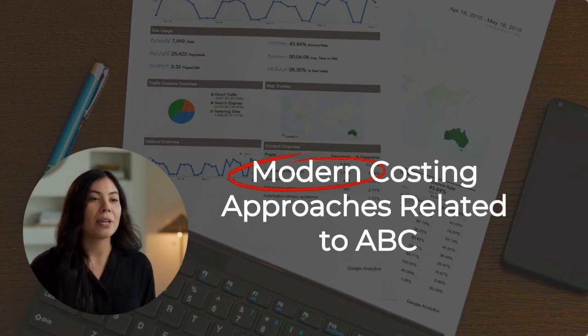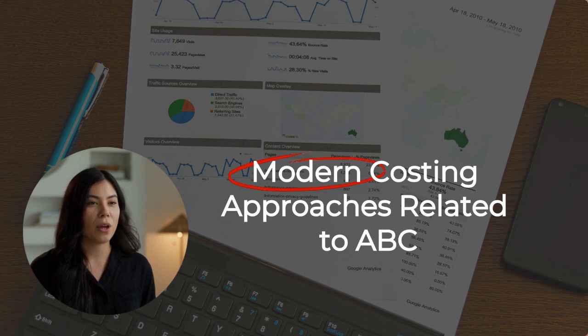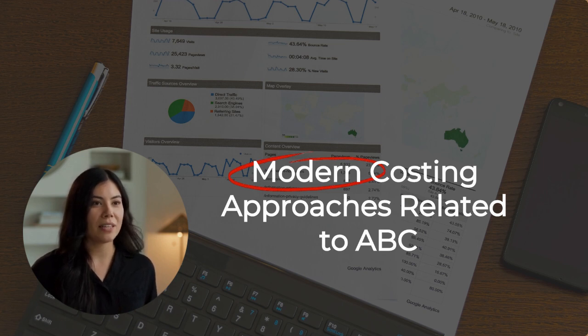Fifth, life cycle costing. Tracks the cost of a product throughout its entire life, from design to disposal, to ensure long-term profitability. Sixth, environmental, green costing. Considers environmental costs in cost management, e.g., waste disposal, pollution control, energy use.